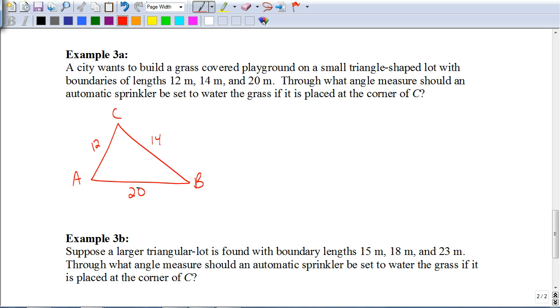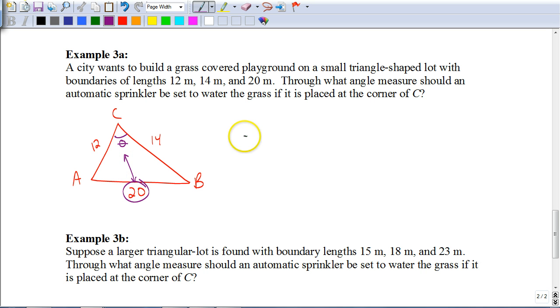No, it's not accurate, but they should have had a diagram here for you, because when they say through what angle measure should an automatic sprinkler be set to water grass if it is placed at the corner of C, they should have had a diagram or been more specific so you knew which vertices were which. But this is how we'd set it up. This is how it was supposed to be set up. We're looking for the measure of angle C. So here's a situation where we're given the sides. We're not given any other angles. So this side is across from that angle.